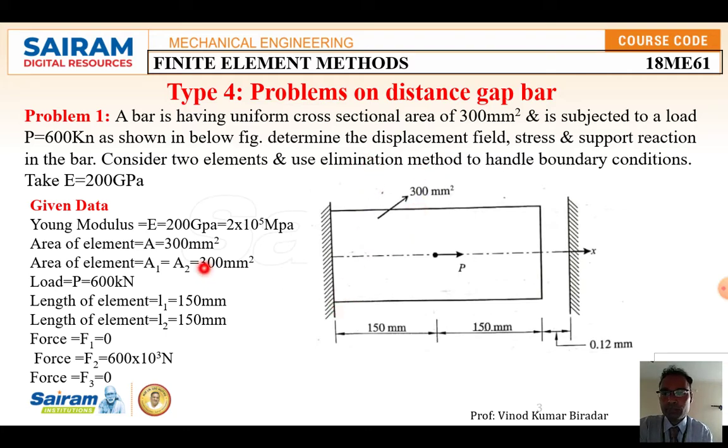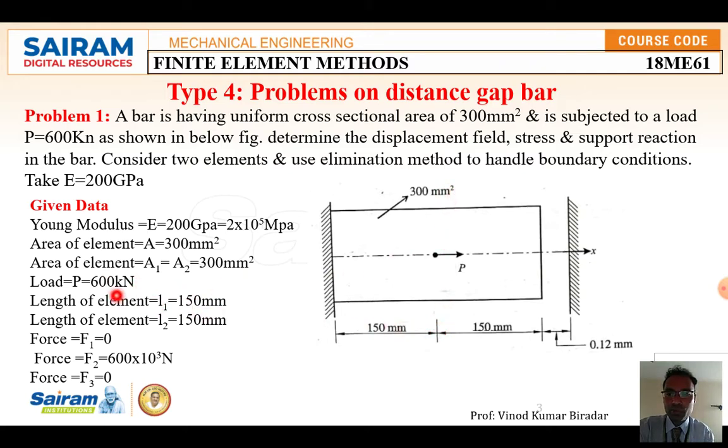First, note down the given data. Young's modulus E is equal to 200 gigapascal, convert into Newton per mm square or megapascal, both are the same, that is 2 into 10 to the power of 5. The area of an element is 300 mm square. Since there are two elements with the same area, they are not given separately, so consider A1 A2 is equal to 300 mm square.